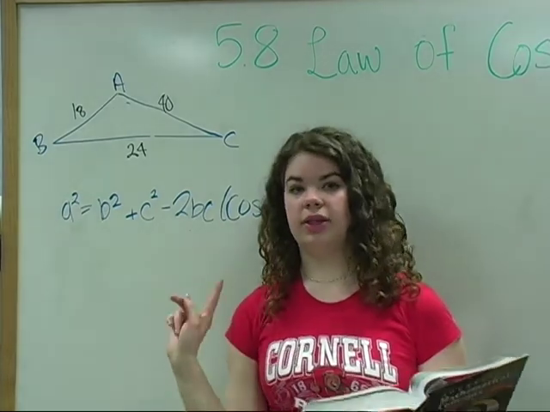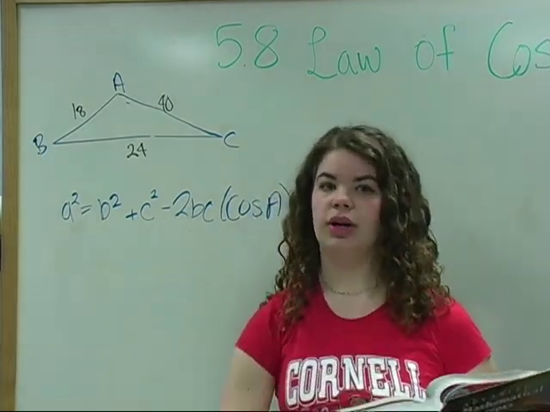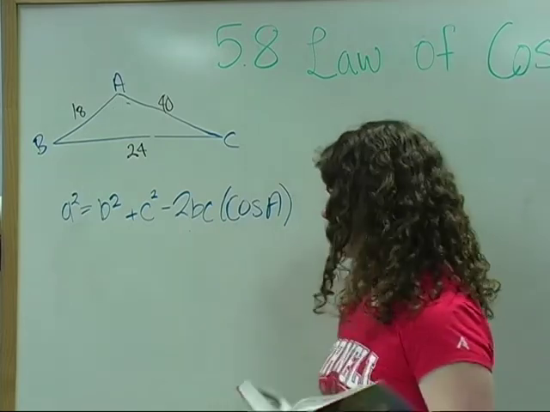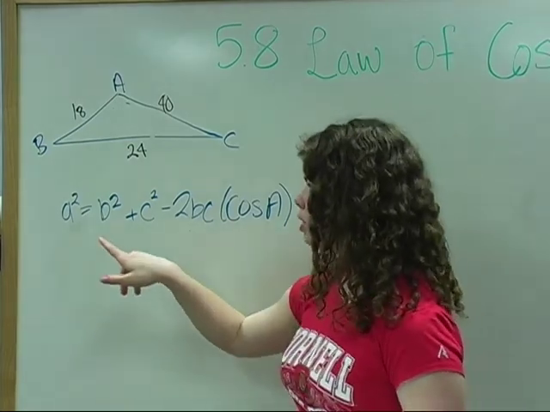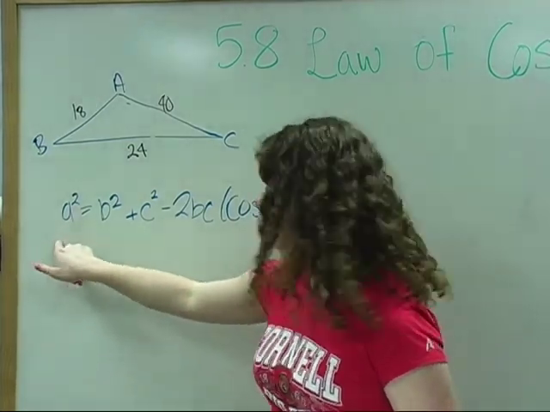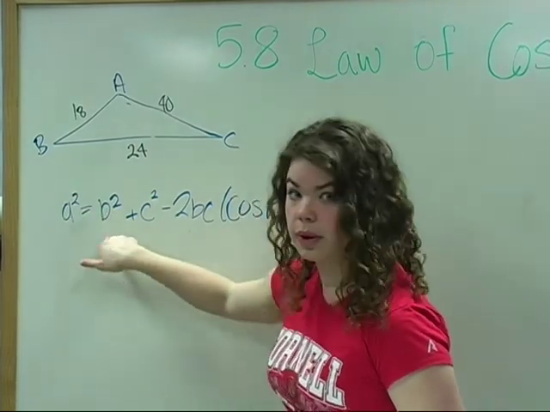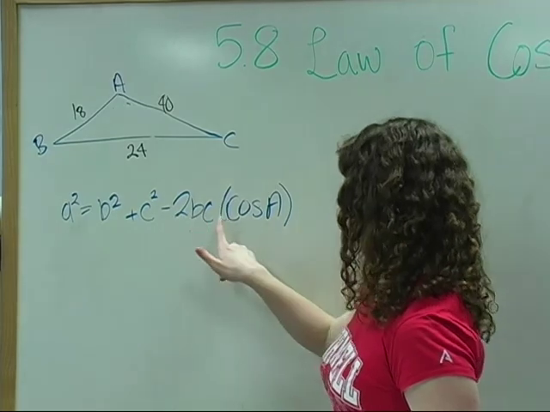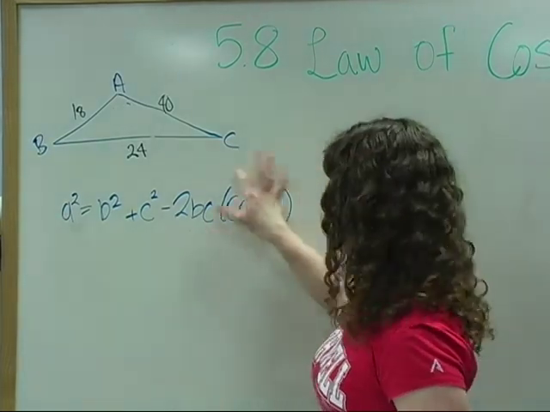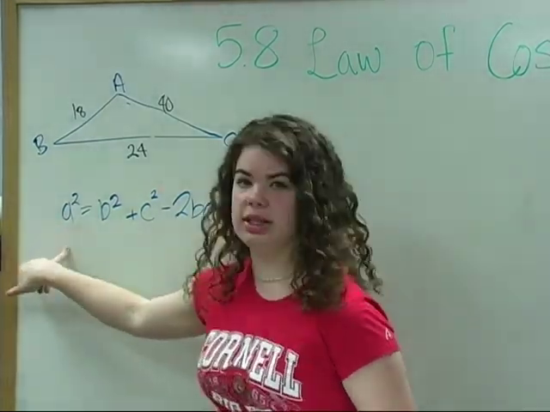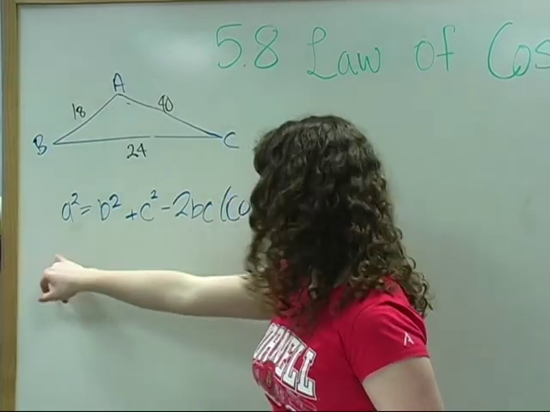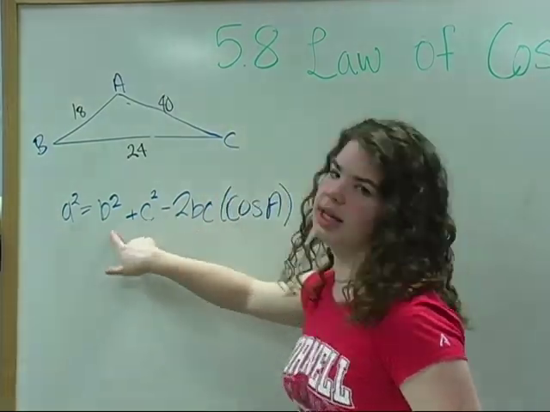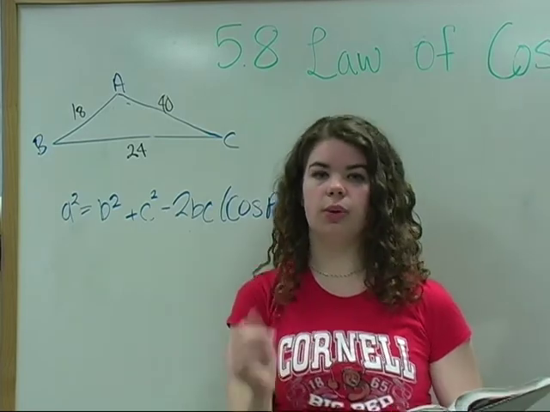Now the good thing about this formula is that the variables are interchangeable, which means that if you have to solve for the side of b, you can do b squared equals a squared plus c squared minus 2ac cosine B. Whatever's in your cosine has to match the side in the front of the equation, and whatever is in here has to remain the same. But you can switch the order of the variables.